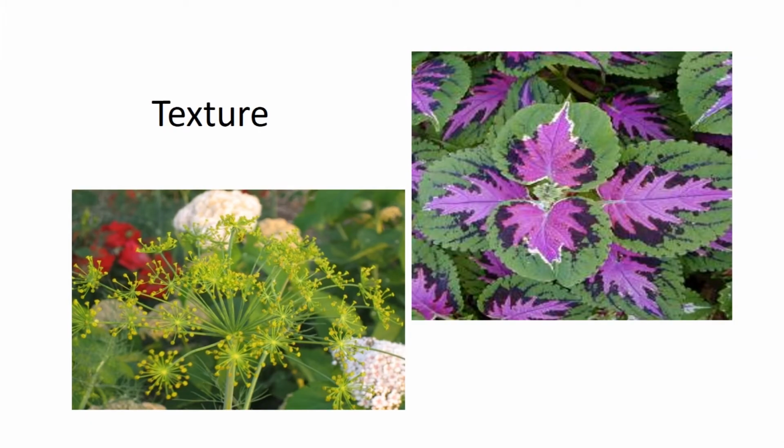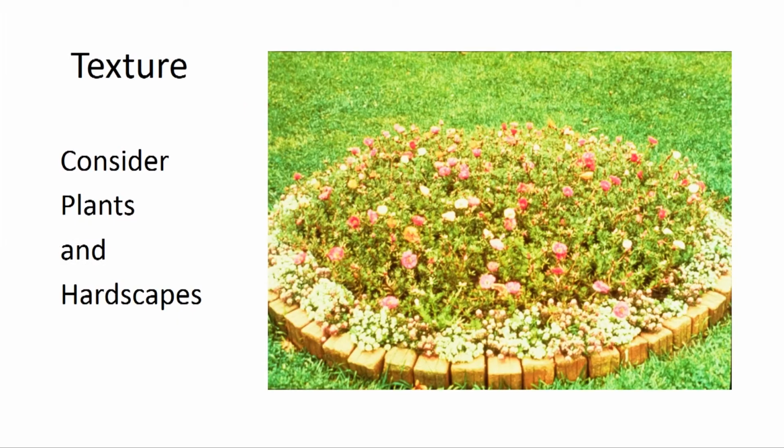Again, you have to consider the foliage, the overall structure, and the blooms when thinking about texture. The fine little dill bloom on the left is a super fine texture. Those little flowers cast very tiny shadows. The coleus on the right, because of the variegation, has a relatively coarse texture. You also have to consider hardscapes in the landscape because they have texture too. In this case, the brick edging is really quite coarse.